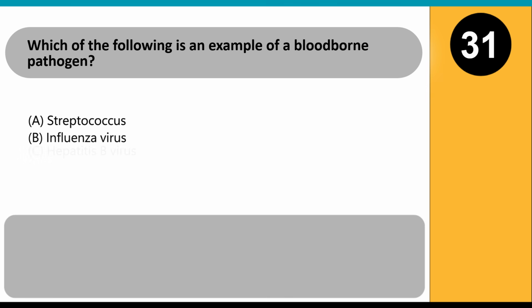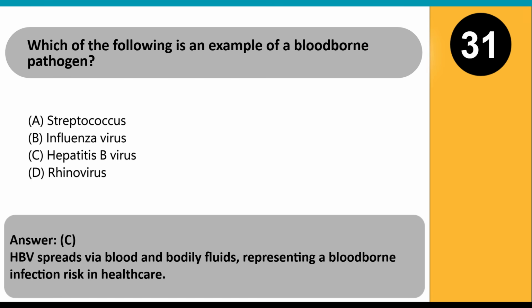Which of the following is an example of a blood-borne pathogen? A. Streptococcus. B. Influenza virus. C. Hepatitis B virus. D. Rhinovirus. Answer C. HBV spreads via blood and bodily fluids, representing a blood-borne infection risk in healthcare.